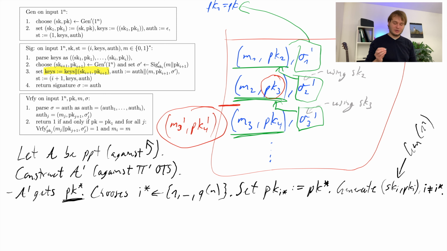So now we have the following situation. We have a bunch of public keys where we know the secret key for, and we have exactly one public key where we don't know the secret key, but we're allowed to ask for one signature. Now A expects to get the public key for his whole scheme, which is just the first public key. And now A will ask for signatures.